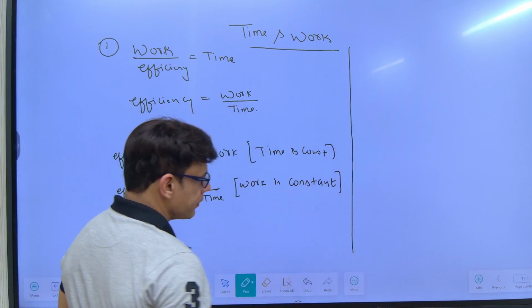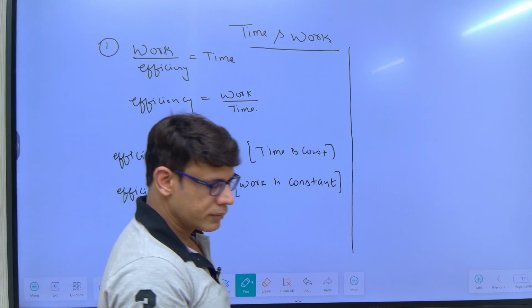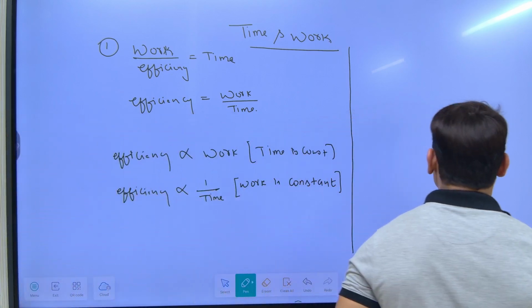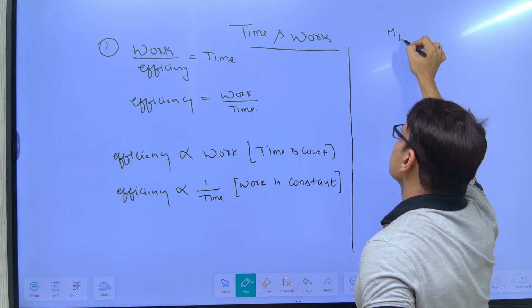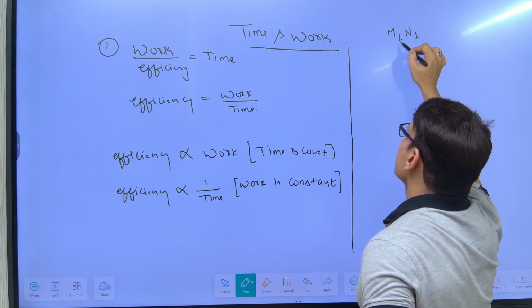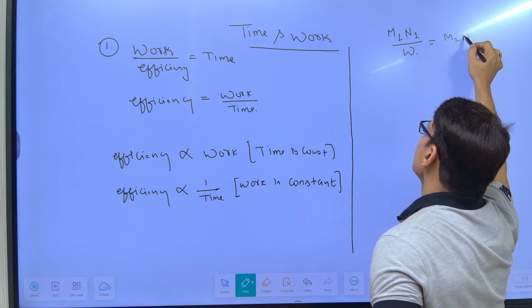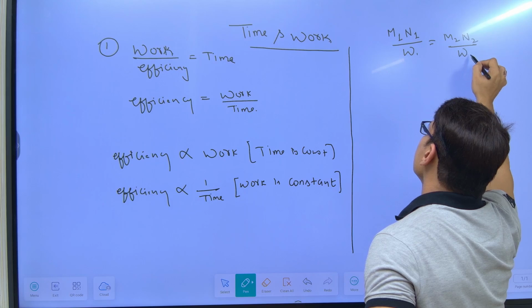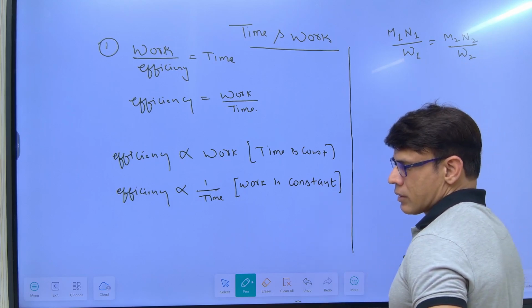Also, when nothing is constant, everything is changing, then there is one formula. It's called M1 N1 upon W1 is equal to M2 N2 by W2, where W1 and W2 are work.